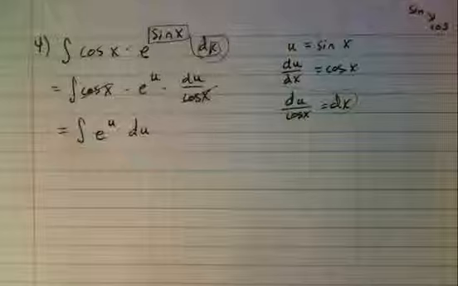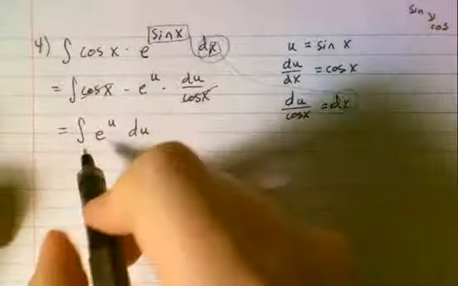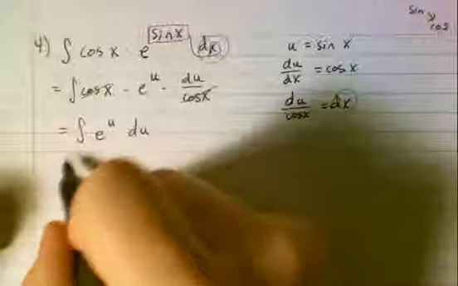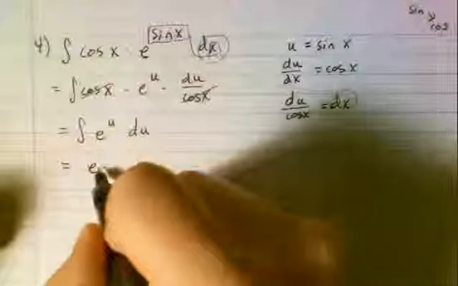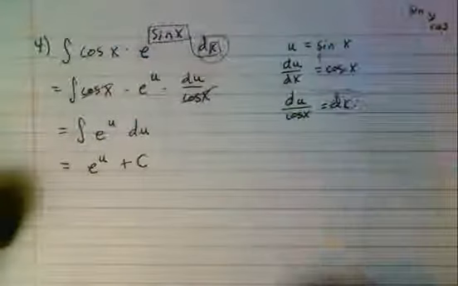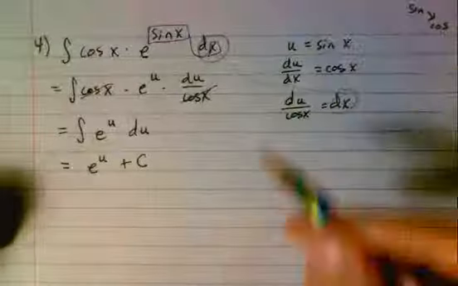Now we just have to remember the rule. The antiderivative of e to the x is just e to the x. So the antiderivative of e to the u is just e to the u plus c. Put our u back in.